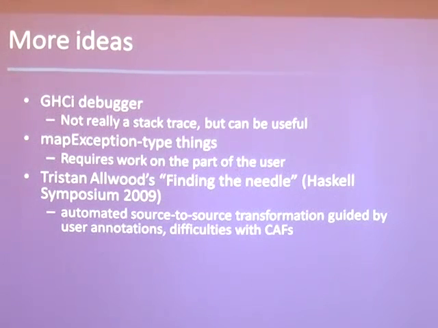There was Tristan Morgan's Finding the Needle, a very nice paper from the Haskell Symposium a couple of years ago. This is an automated source-to-source transformation. You had to do some user annotations, you compiled some extra code, you had to compile things in different ways, and there were some difficulties with CAFs. It wasn't entirely satisfactory. I hope what I'm going to describe today is slightly better than that.